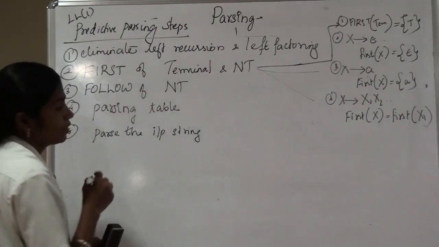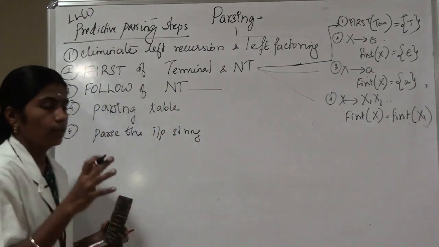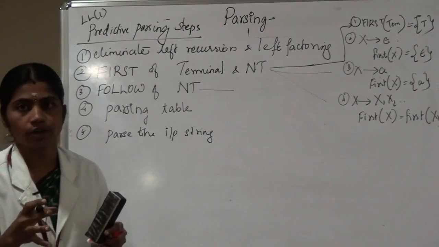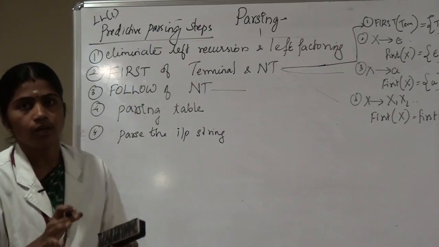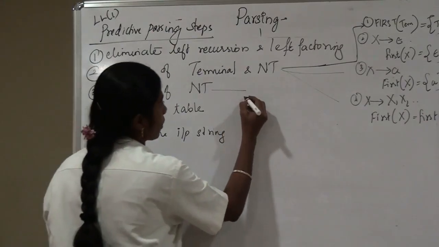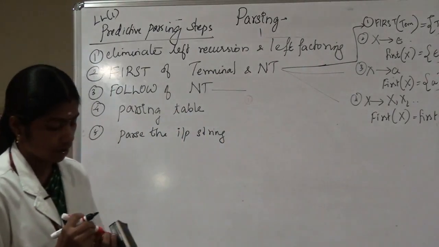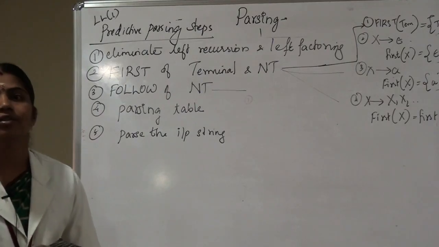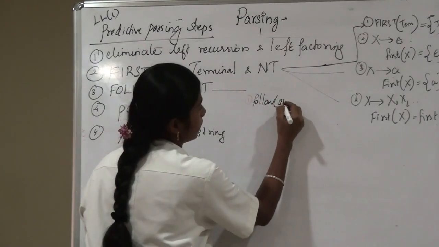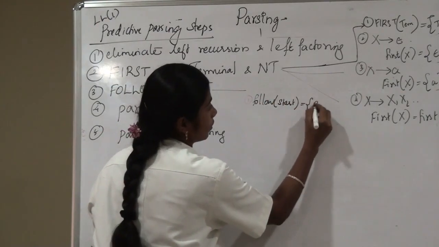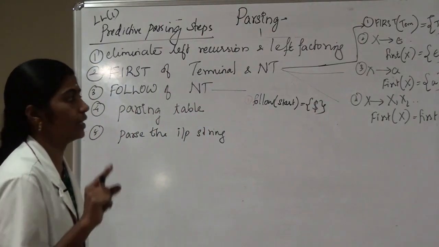And the second one is follow. So how to compute this follow? You will be computing the follow position of a non-terminal. So who is following that particular non-terminal, that I have to find. For follow you have 3 rules. The first one is follow of the start symbol should be dollar. You have to include dollar in the follow of the start symbol. That is our first rule.